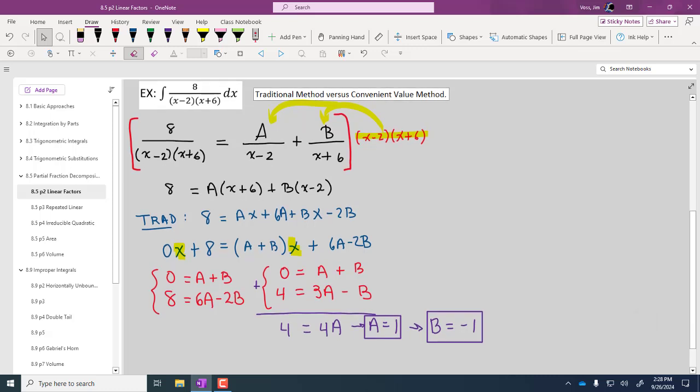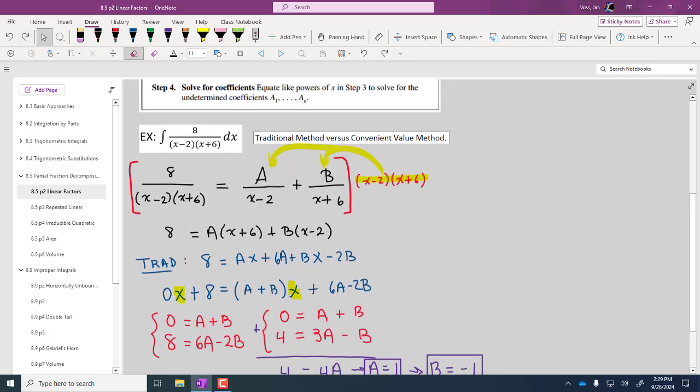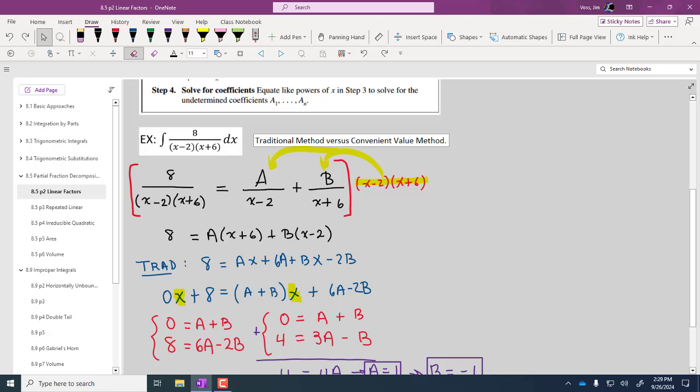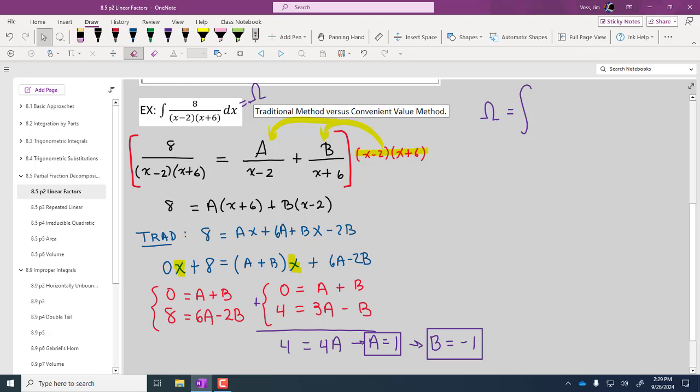Okay, so that is the traditional technique. Let's see where that takes us then. So let's just come over to the side. So our integral, let's call it something. We've been using omegas. Let's stick with that. I'm just going to call that omega. So that integral omega is going to be equal to now the integral of, we found a to be 1, so it's going to be 1 over x minus 2. We found b to be -1, so it's going to be -1 divided by x plus 6 dx.